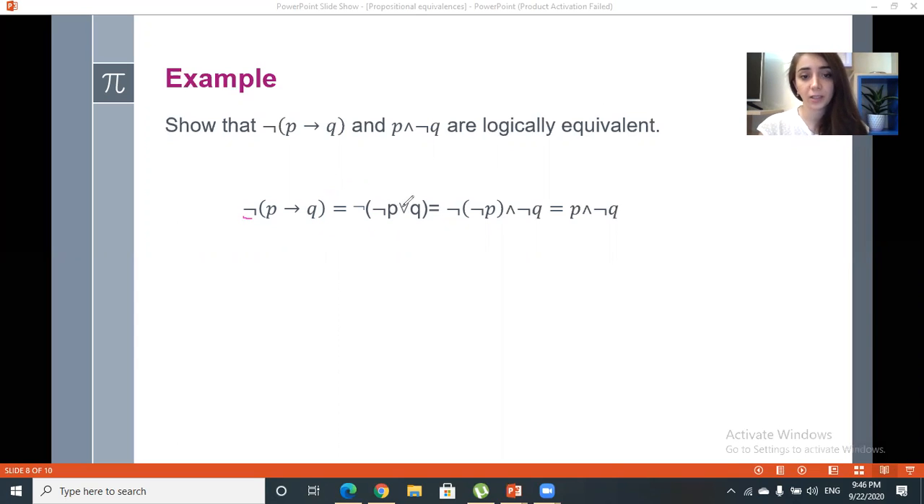Negation of (negation P disjunction Q), and we open the brace using De Morgan's law. So negation of negation P, the negation of disjunction will be conjunction, and the negation of Q. The double negation of P is equal to P itself, and the conjunction remains the same, and here is the negation Q. So we find out that these two operations are logically equivalent. And let's continue.